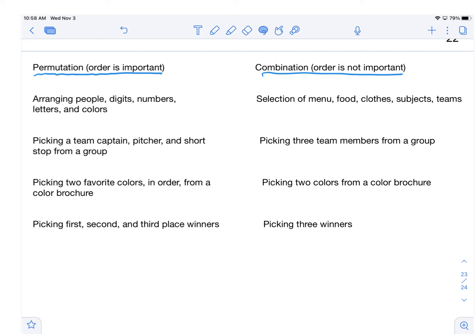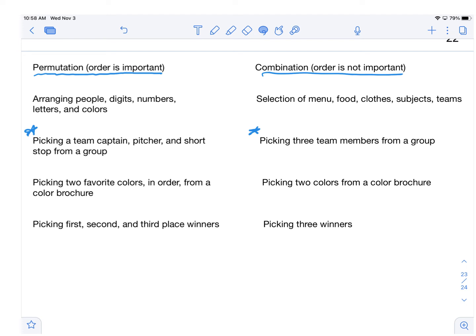This next is the most important. I think this is monstrous. If you can understand these two, ready? If you're picking a team captain, a pitcher, and a shortstop from a group, obviously this is your baseball team, okay? So I said team captain, so whoever gets chosen first is the what? Team captain. Who gets chosen second is the what? The pitcher. Who gets chosen third is the... See, that order is important because if you choose them in a different order, you're going to have a different pitcher, a different shortstop, and a different captain.